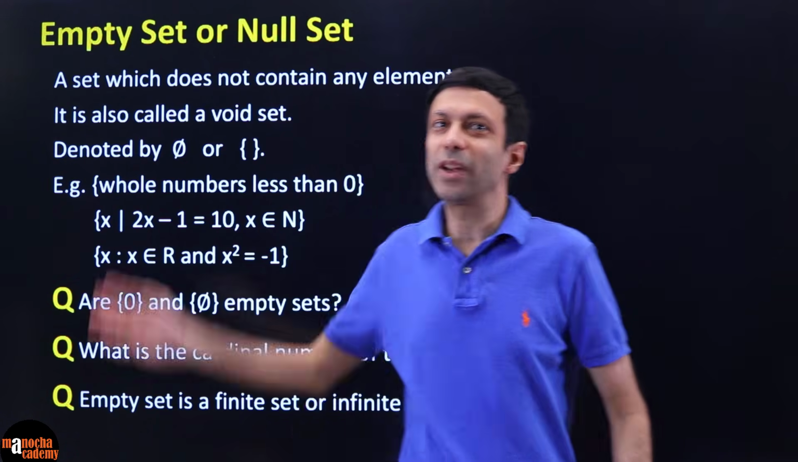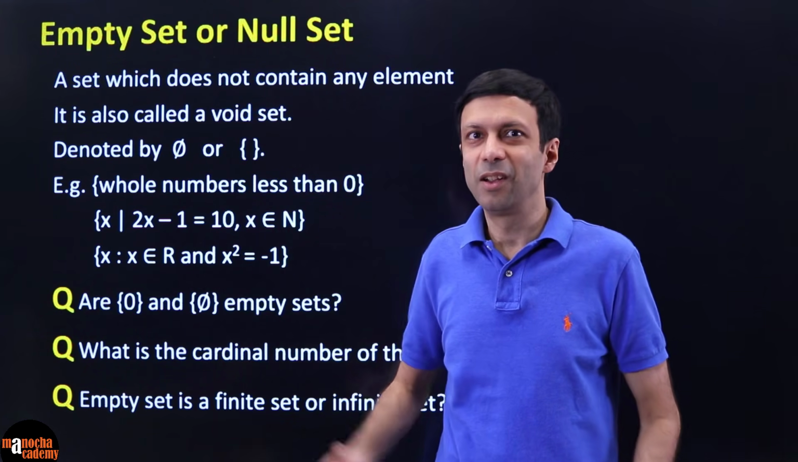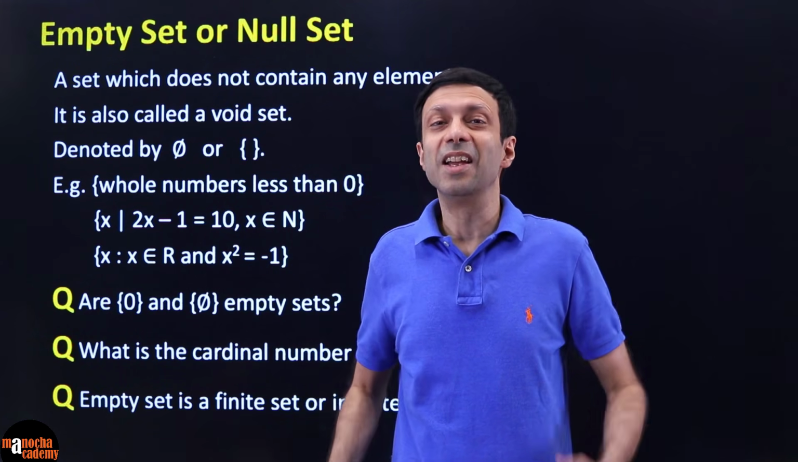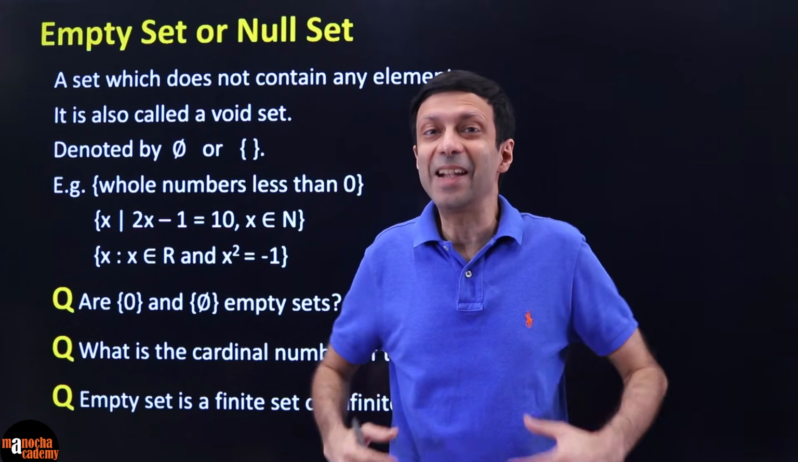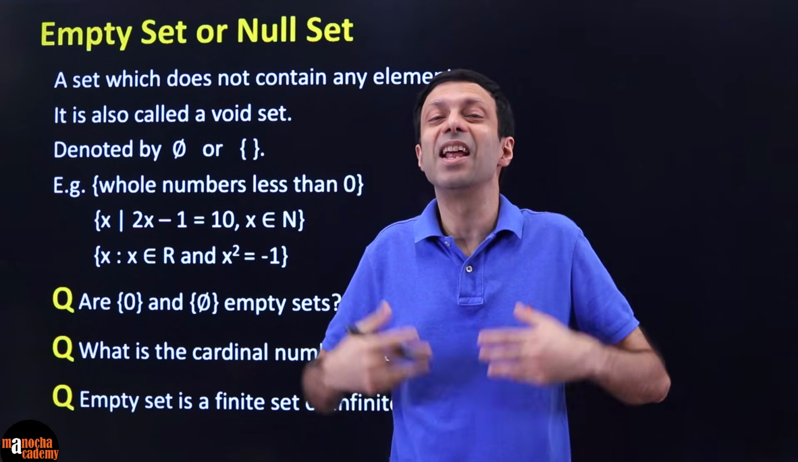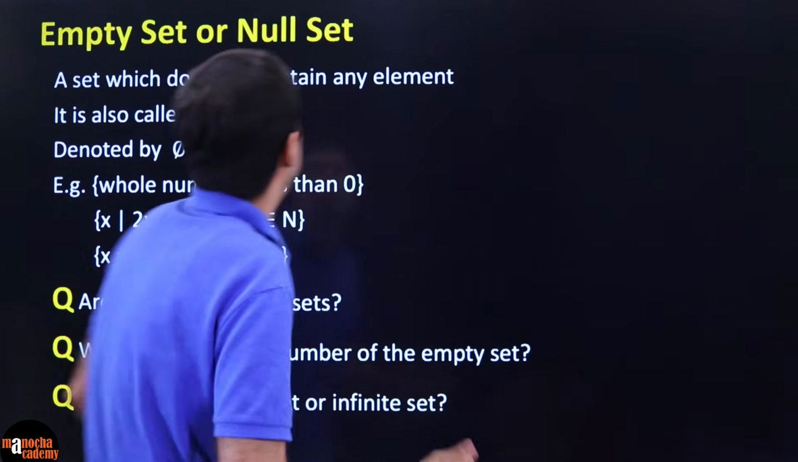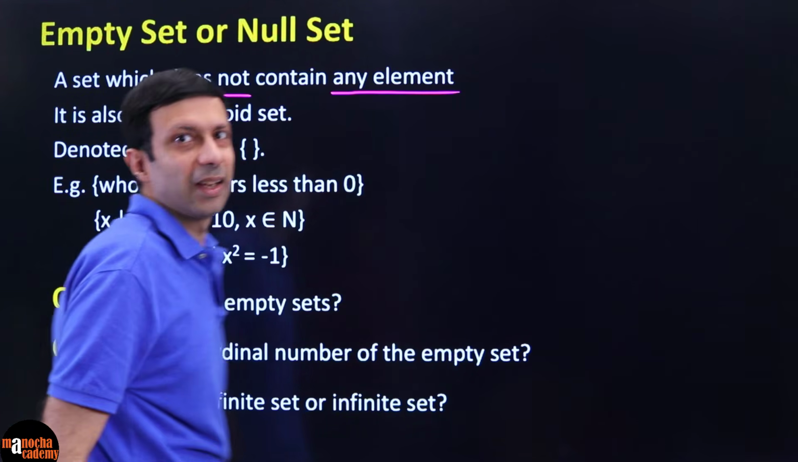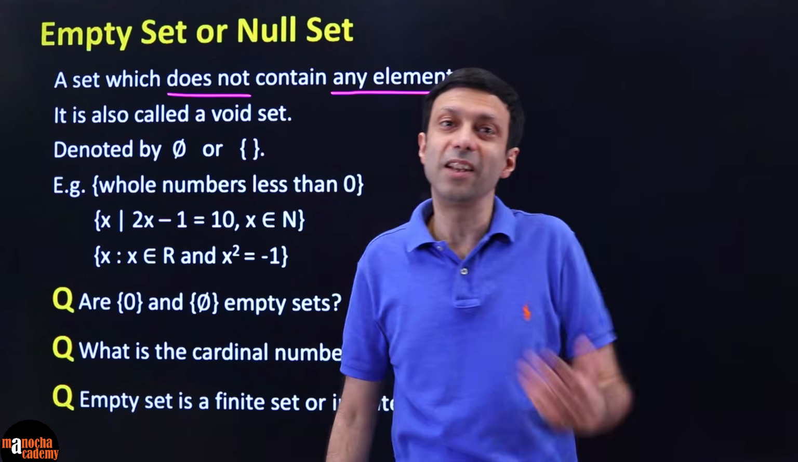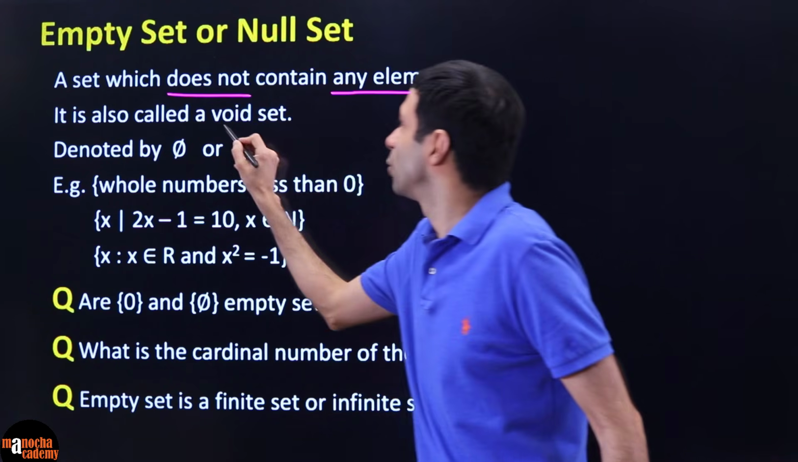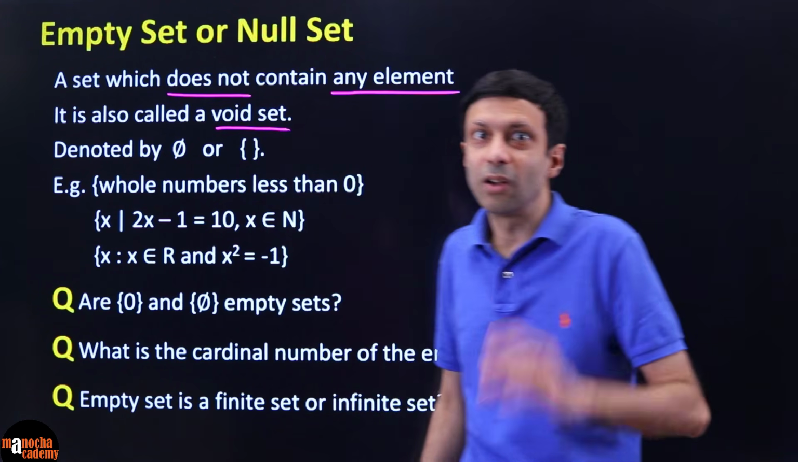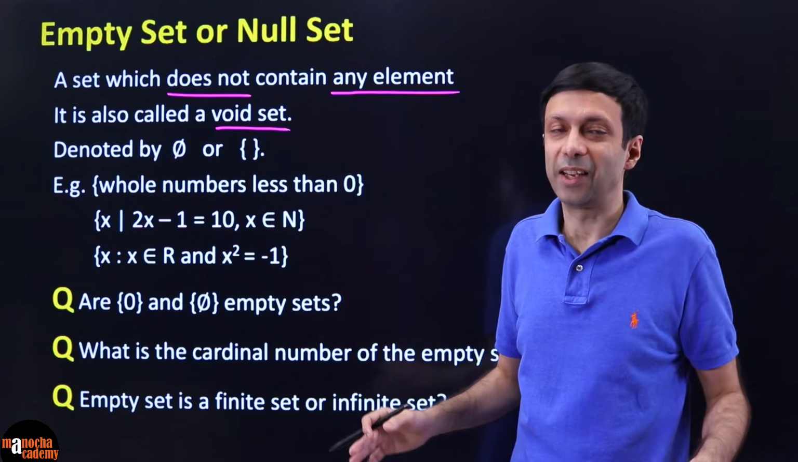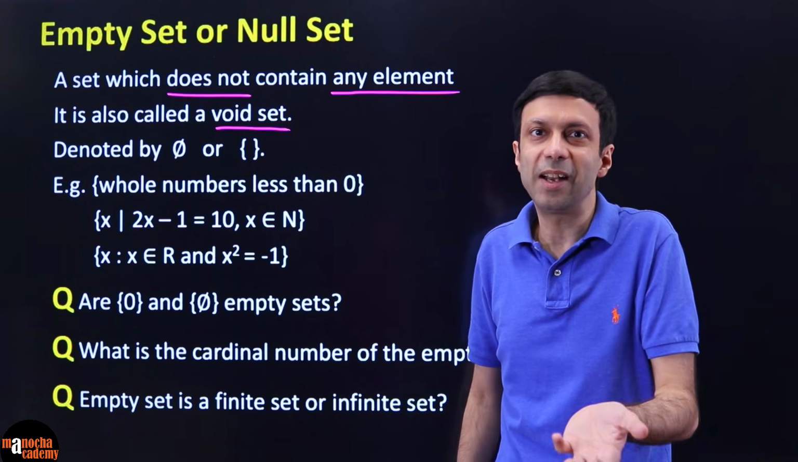Now let's talk about the empty set or null set. What is an empty or null set? Just by the name you can understand it's empty. It contains nothing. So basically an empty set does not contain any element inside it. Another name for the empty or null set is that it is also known as a void set. The word void means nothing. Now how do you represent an empty set?